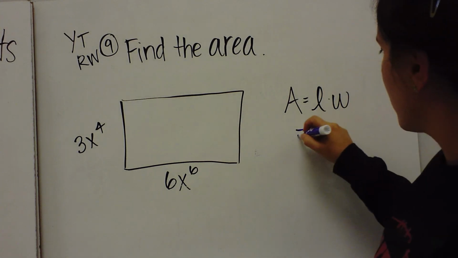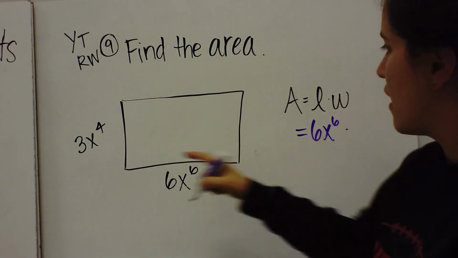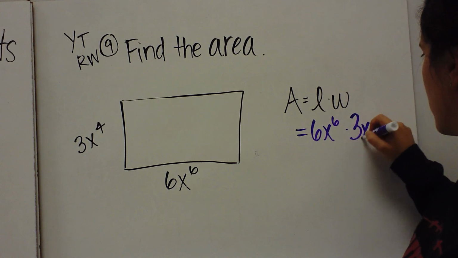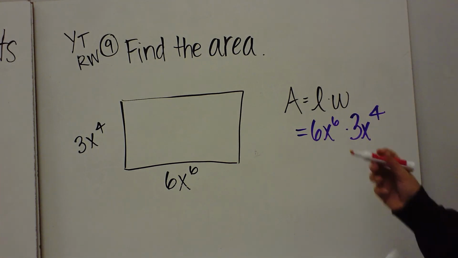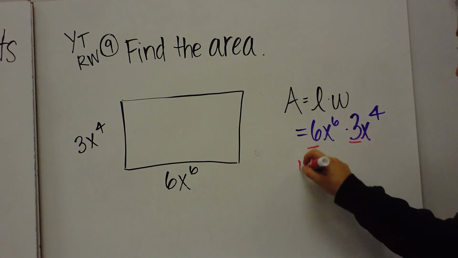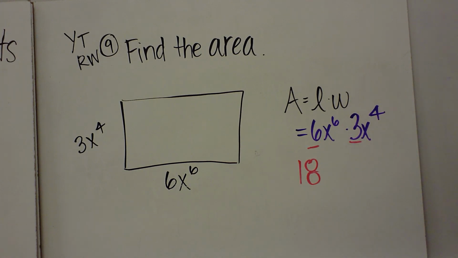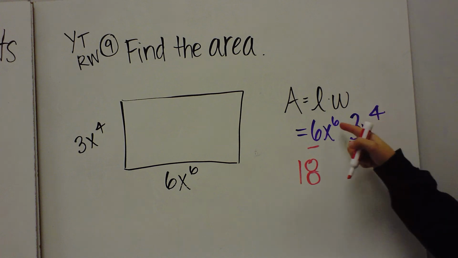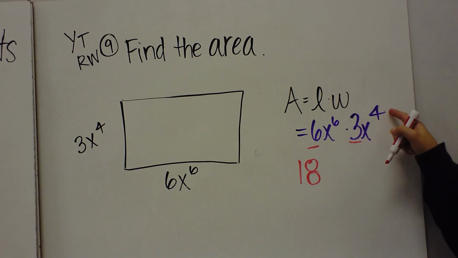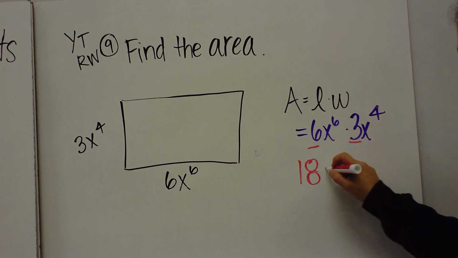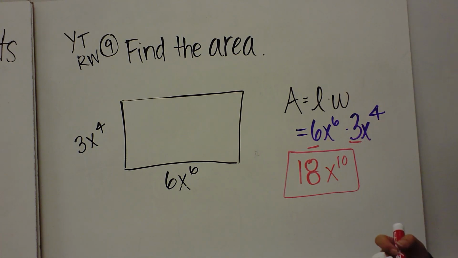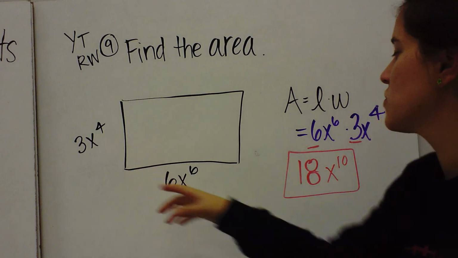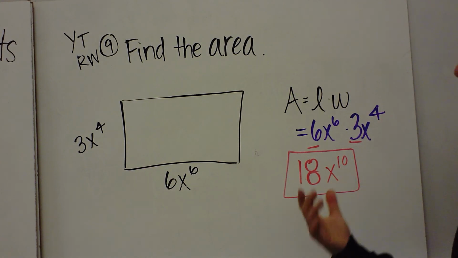So I have my length and my width. And I know that 6 times 3 is 18. And then x to the 6th times x to the 4th means I can add my exponents, and that is x to the 10th. So my area is length times width, and I get 18x to the 10th power.